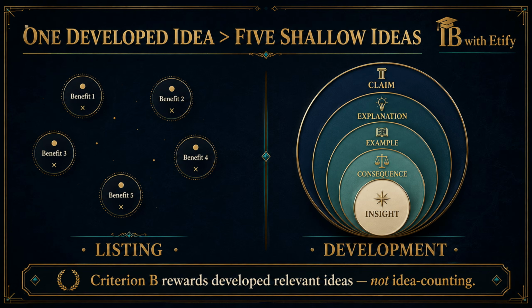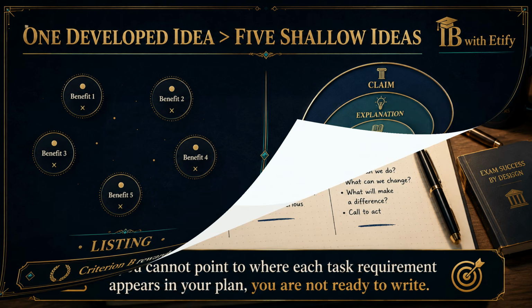Again, strong blog writing depends on development. One benefit explored intelligently is often better than 4 benefits reduced to 1 sentence each. Criterion B is not a competition to include the maximum number of ideas. It rewards relevant ideas that are fully developed with detail and examples. That means your planning should be selective.